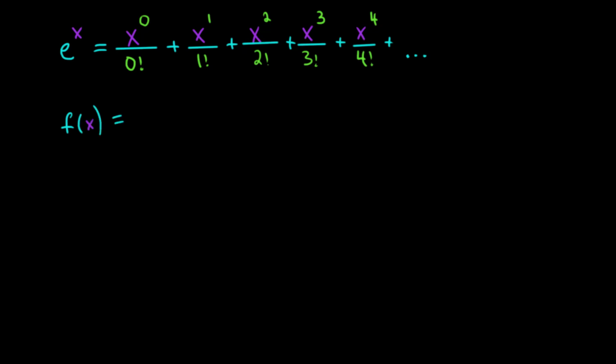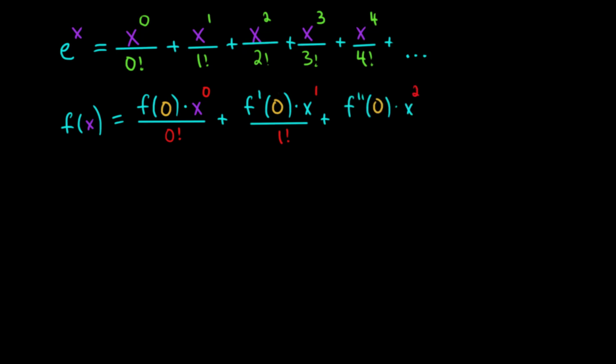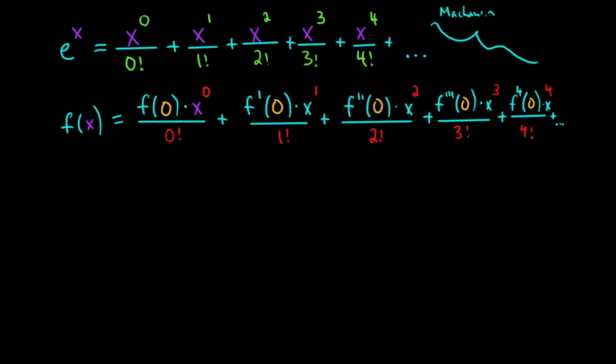Our Maclaurin series for a general function, an unspecified function f of x, well, we have to write it in terms of f of x and all of its derivatives. It equals f of 0 times x to the 0 over 0 factorial, plus f prime of 0 times x to the 1 over 1 factorial, plus f double prime of 0 times x squared over 2 factorial, plus f triple prime of 0 times x cubed over 3 factorial, plus the fourth derivative of f evaluated at x equals 0 times x to the 4th over 4 factorial, plus dot, dot, dot, and so on. So these are the Maclaurin series for those two functions, for e to the x and for f of x.